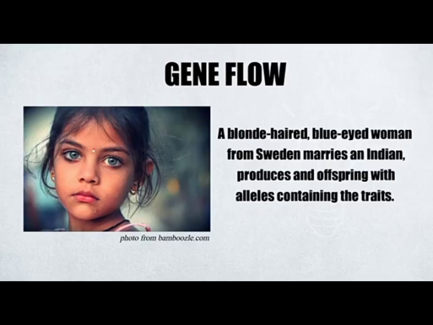Gene flow. Gene flow involves the movement of genes in or out of a population due to the movement of individual organisms or their gametes. Organisms and gametes that enter a population may have new alleles, or the same alleles in different proportions than those already in the population. For example, a blonde-haired, blue-eyed woman from Sweden marries an Indian man and produces offspring with alleles containing both traits.